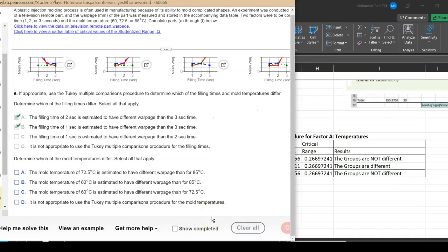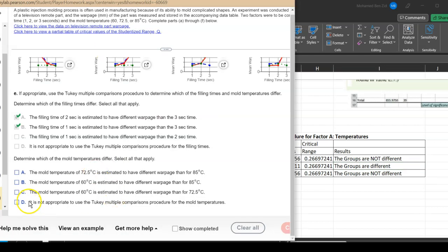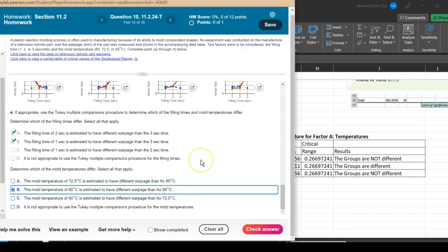Going back, what is group 1 and what is group 3? Group 1 is temperature 60, group 3 is 80. Only 1 and 3 is different, 60 and 80. Okay, I made a typo there. I said 80, but it is 60 and 85. Anyway, you got it, right? So 60 and 85, and let's check it.